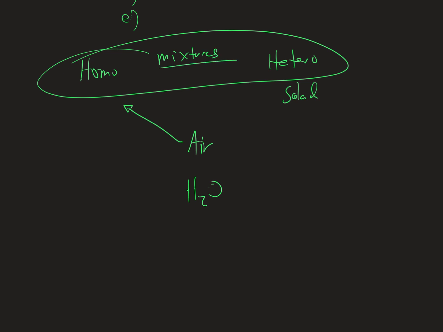Compounds and elements are pure substances. You cannot separate them by physical means. You can separate them chemically. But air can also be separated. Air? Yeah, you can separate air physically. They have different densities, different boiling points, different evaporating points, whatever. Yeah, you can separate them.